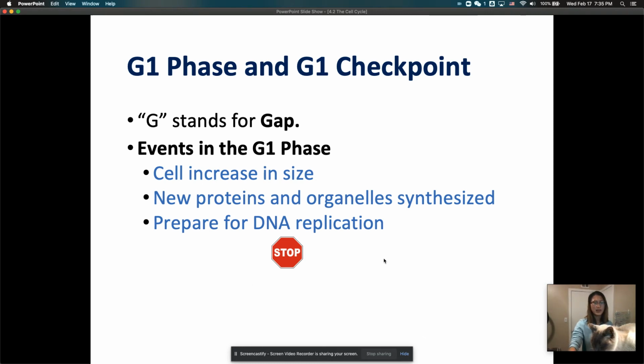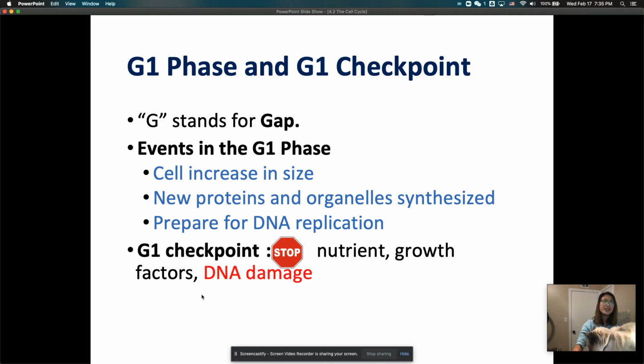Prepare for DNA replication. So we go from G1 to the S phase. Before DNA replication happens, we have to prepare for it. How do we prepare for it? We check to make sure our DNA has no damage. So this leads us to the G1 checkpoint. We keep going, and then we stop at the G1 checkpoint. Should we go or not? This is when the cell asks itself that question. Do we keep going or do we stop right here?